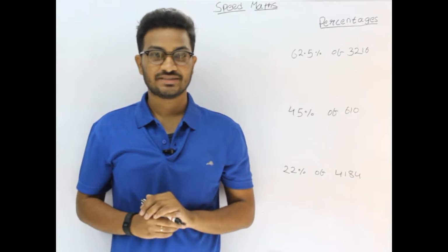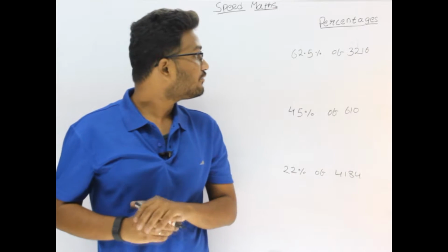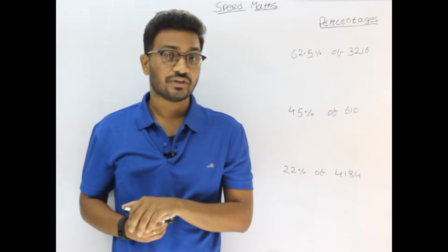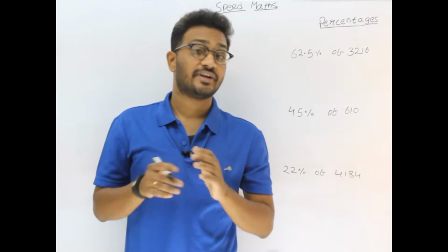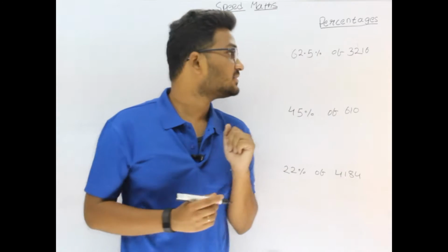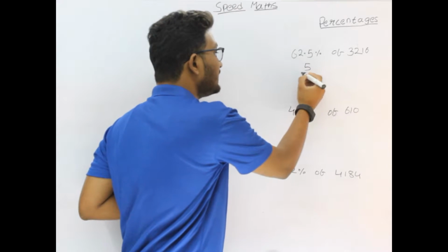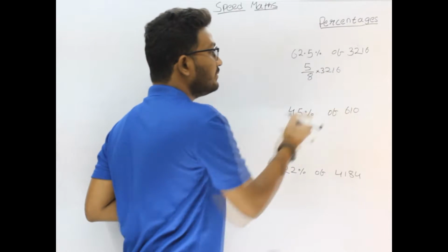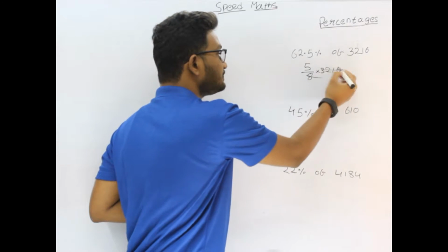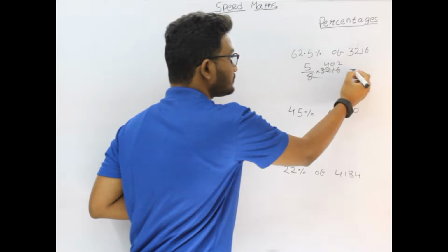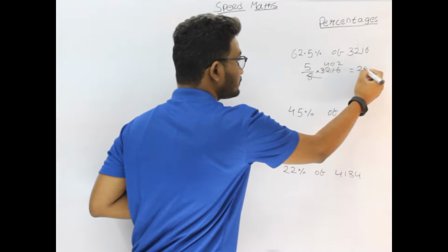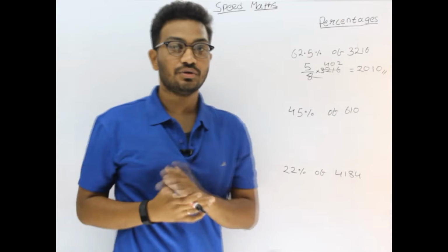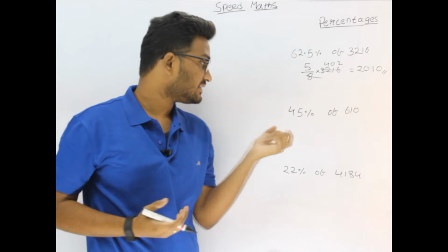Let us see some more examples. Here we have to find 62.5% of 3216, and we all know that the fractional equivalent of 62.5% is 5 by 8. So we have to directly multiply this 3216 with 5 by 8, which will give us 2010.